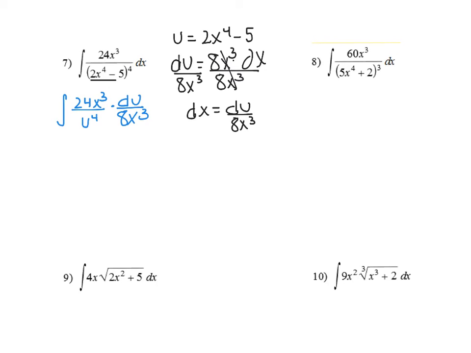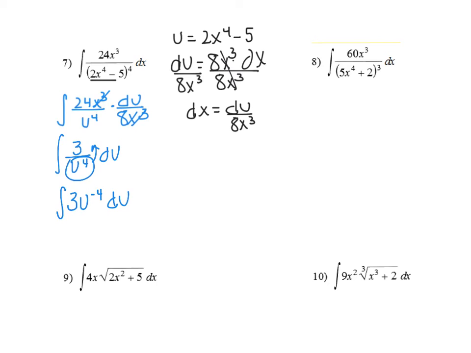So it just looks a little different than the rest, but these x to the 3rds can cancel, and the 24 divided by 8 is a 3 over 1 to be exact, so that's going to go in the numerator. So it's 3 over u to the 4th du. Now, before we integrate this, it's probably easier if we take this denominator and bring it upstairs. So let's make this 3u to the negative 4 du. Now I think it's much easier to solve.